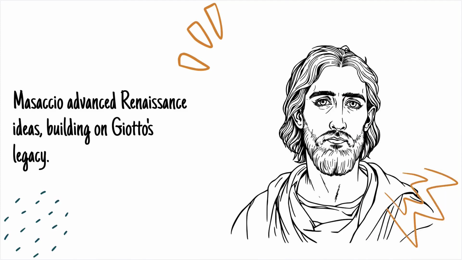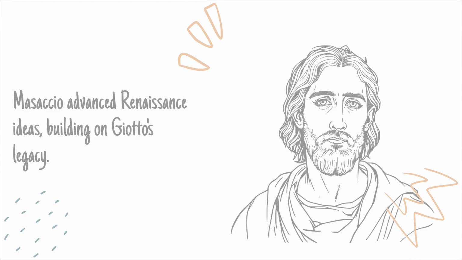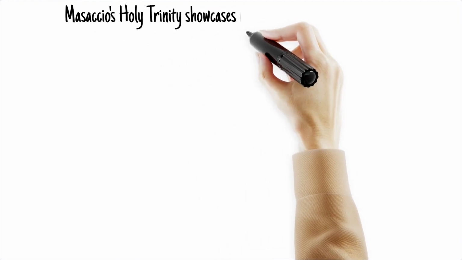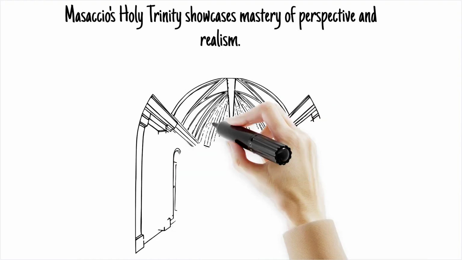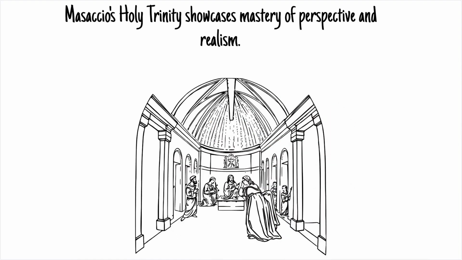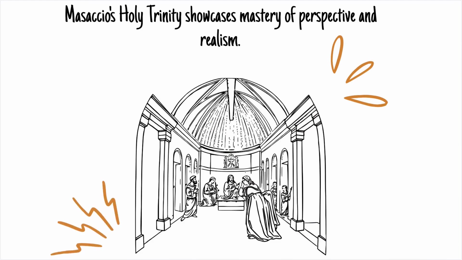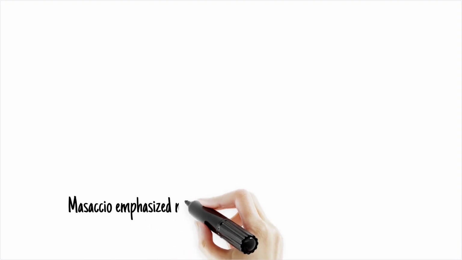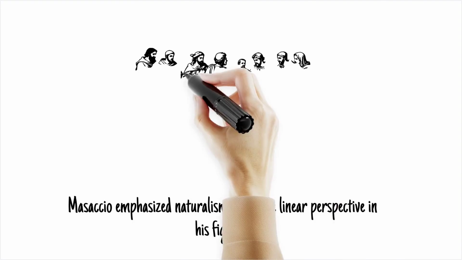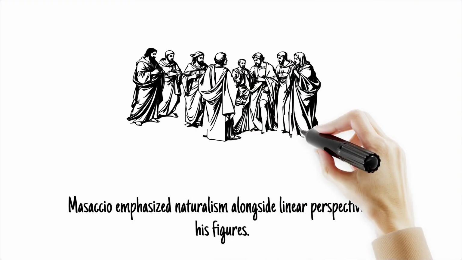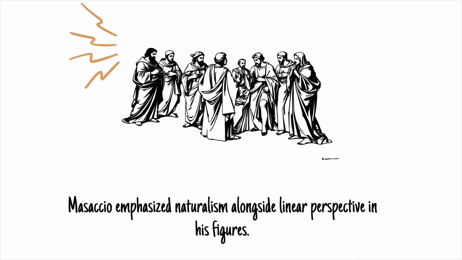Fast forward a century to Masaccio, another visionary who took Giotto's ideas and pushed them even further. Born in 1401, Masaccio is known for his mastery of perspective and realism. His fresco, The Holy Trinity, painted in 1427, is a textbook example of early Renaissance art. In it, Masaccio creates a deep, barrel-vaulted chapel that appears to recede into the wall. The figures are solid, lifelike, and positioned in a realistic space. This was linear perspective in action, a technique that was just beginning to revolutionize art.